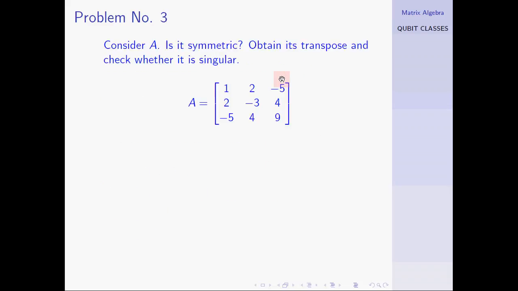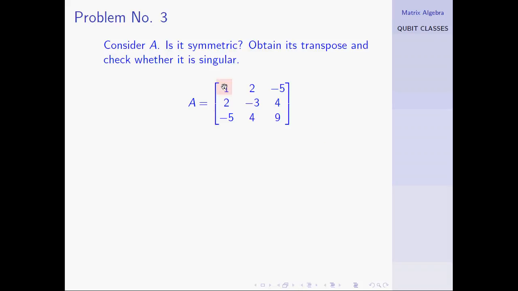Problem number 3. Consider A. Is it symmetric? Obtain its transpose and check whether it is singular. So A reads 1, 2, minus 5; 2, minus 3, 4; and minus 5, 4, 9.